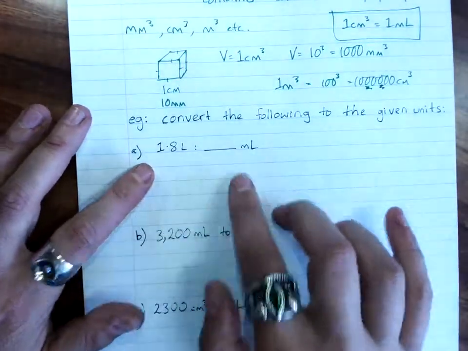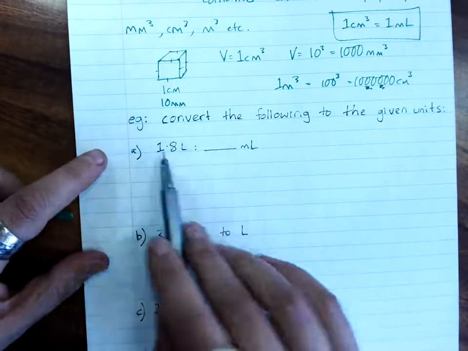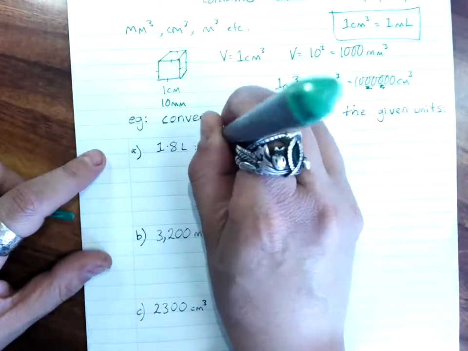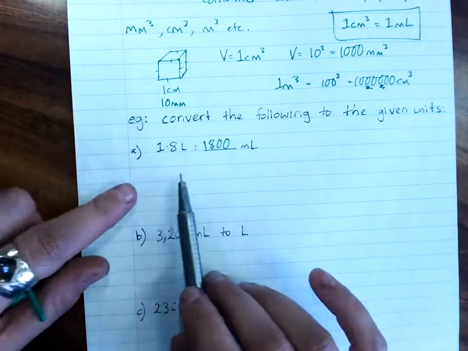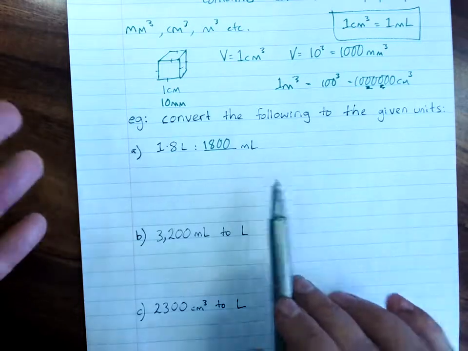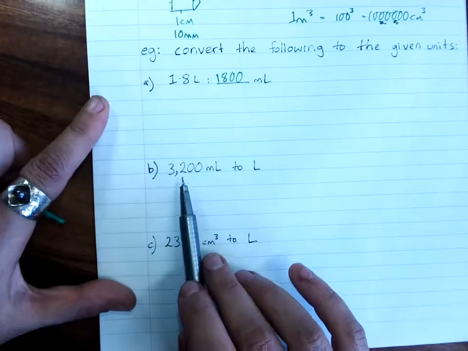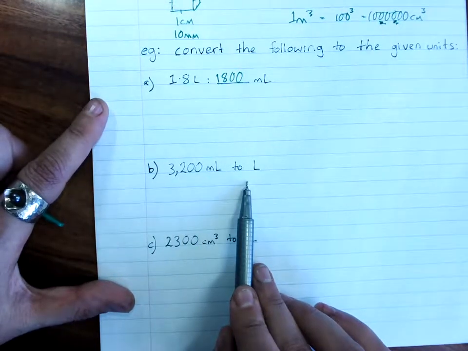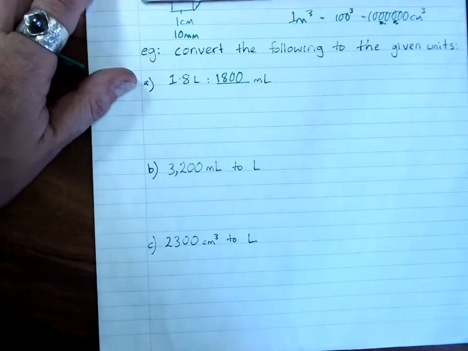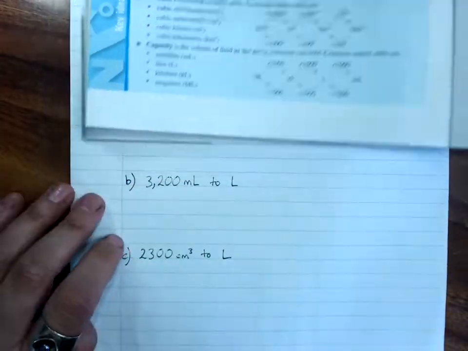So 1.8 litres to millilitres. You know there's 1,000 millilitres in a litre, so that's 1,800 millilitres. You could do full working if you wanted, but mostly at the moment, because we're doing Manga High, you do just need to be able to get the answer. Millilitres to litres, you know it's divided by 1,000. If you needed to check, go to the book. Millilitres to litres, divide by 1,000.